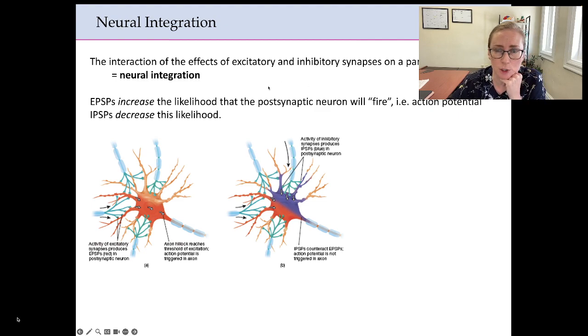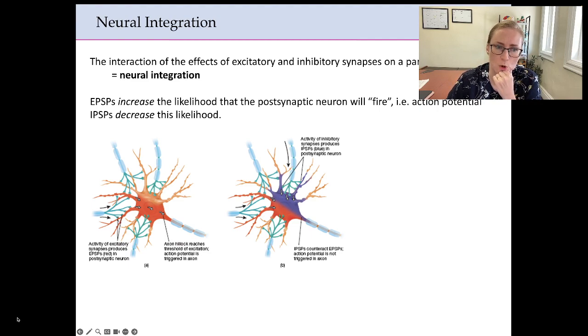So formally, the definition for neural integration is the interaction of these excitatory and inhibitory synapses, or rather these excitatory and inhibitory postsynaptic potentials would be the more appropriate way to say that, on a particular neuron. The summation, how all of these are interacting, will determine whether or not we fire an action potential. EPSPs, excitatory, increase the likelihood that we fire an action potential, whereas IPSPs, inhibitory postsynaptic potentials, take us further away from the threshold. This decreases the likelihood that that neuron will fire an action potential.